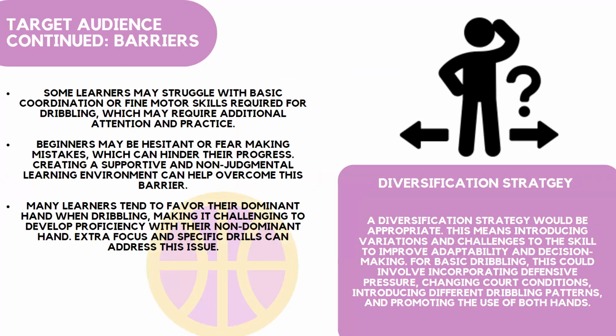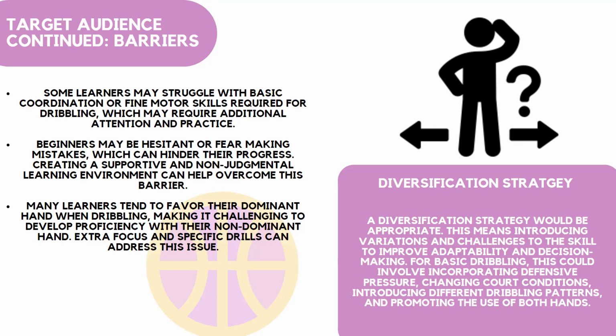For example, dribbling with your palms as compared to dribbling with your fingertips. When you teach somebody that, they can get very robotic. It's not really as smooth. Beginners may be hesitant or fear making mistakes, which can hinder their progress. Creating a supportive and non-judgmental learning environment can obviously help overcome this barrier.